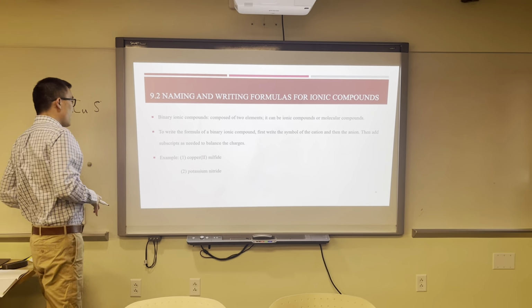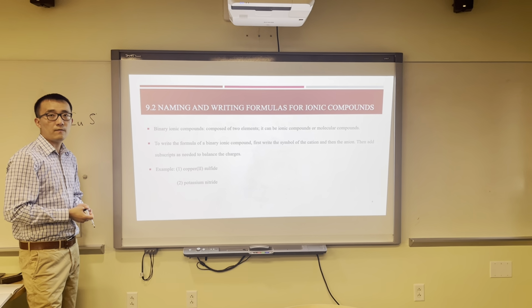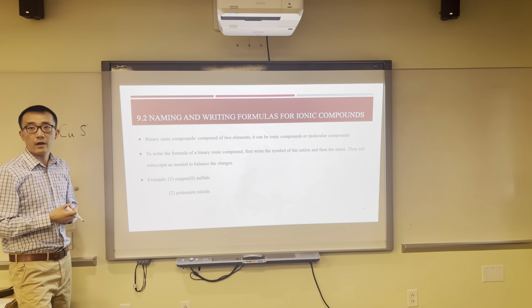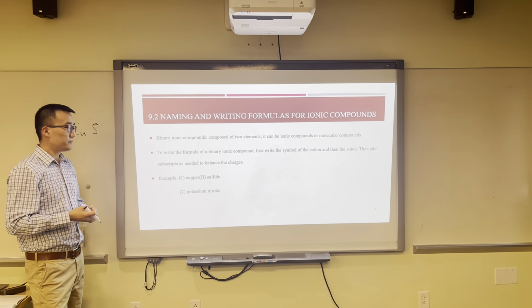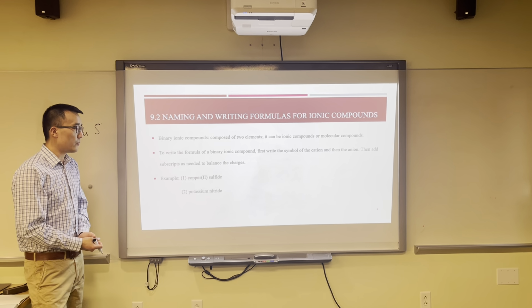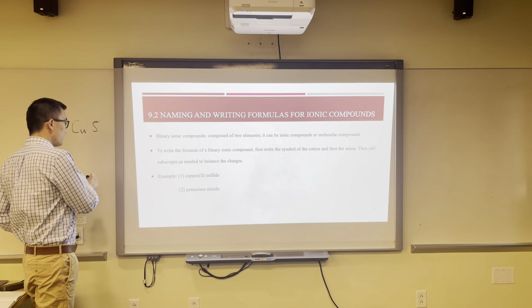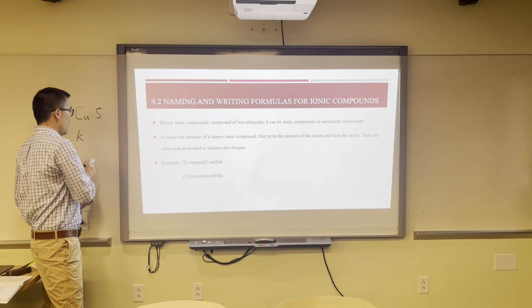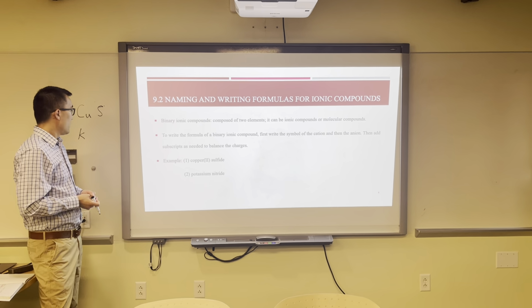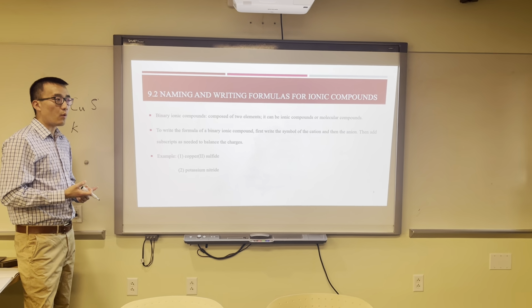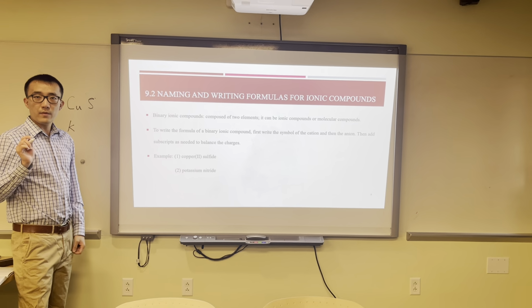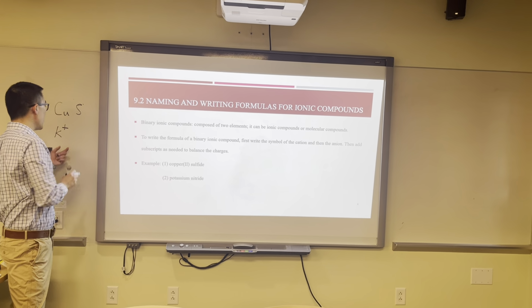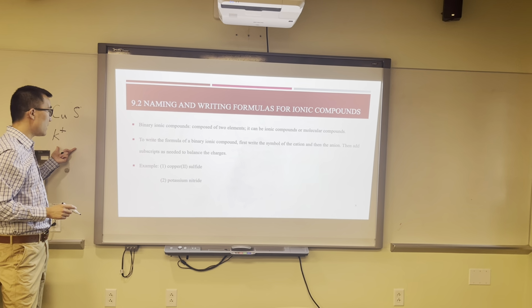So the chemical formula for copper(II) sulfide is going to be copper and sulfur. Let's take a look at the second example, potassium nitrate. Let's start from the metal part, which is the potassium. Because potassium is in group 1A, the chemical charge for potassium is going to be positive, potassium positive.